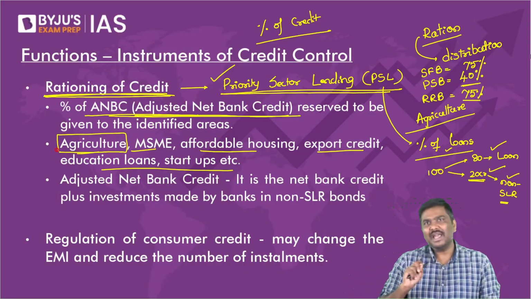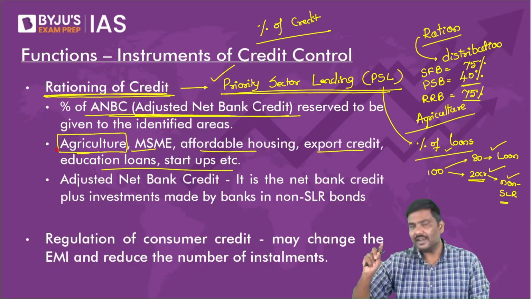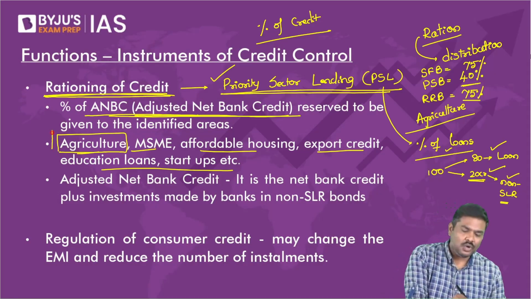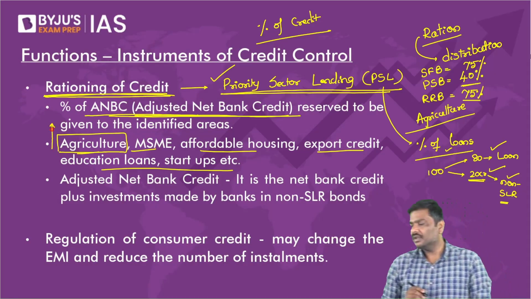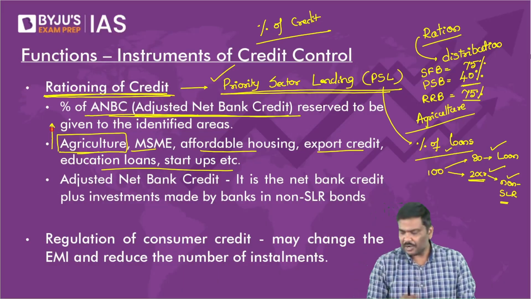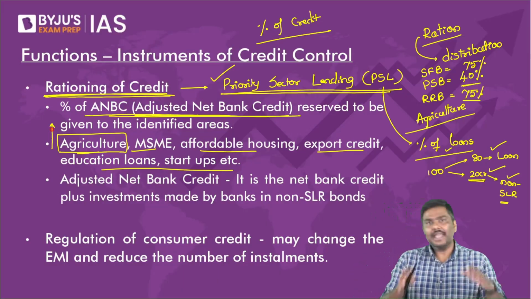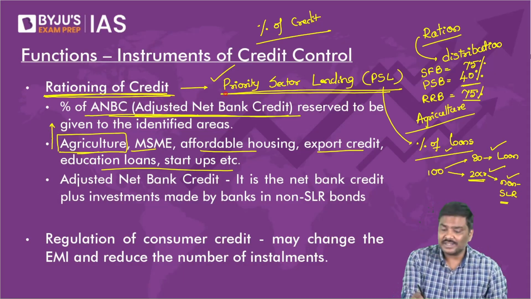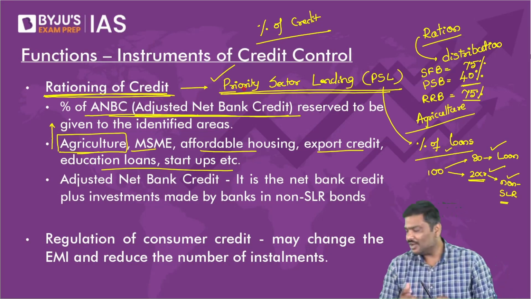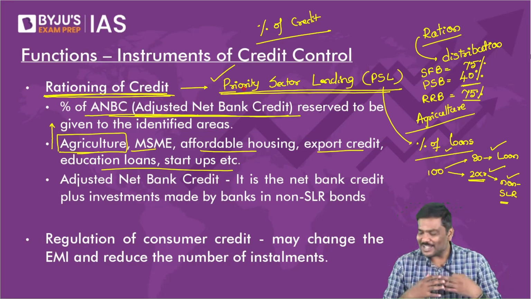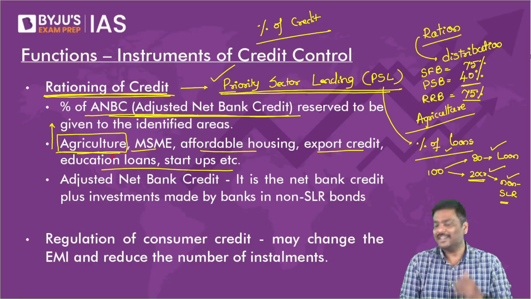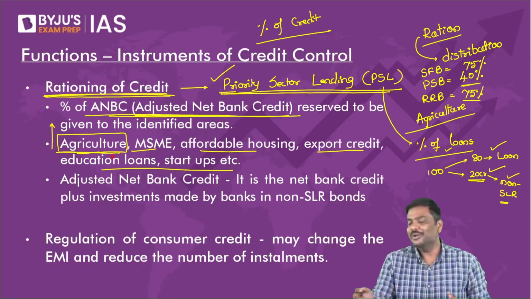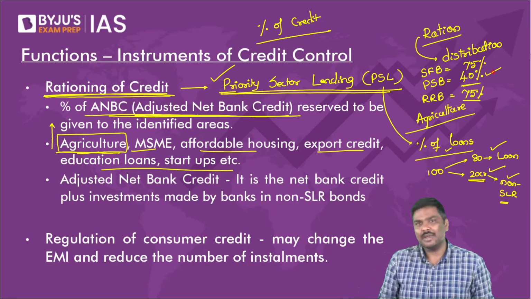Now, think of this and please answer me. Can RBI implement a policy where, specifically using this tool, they can increase the loans only to the agriculture sector? Let me know. Think of it. Can RBI use only this policy, that is rationing of credit, priority sector lending, to increase the loans only to the agriculture sector? Yes, my dear, they can do that. I've already told you.